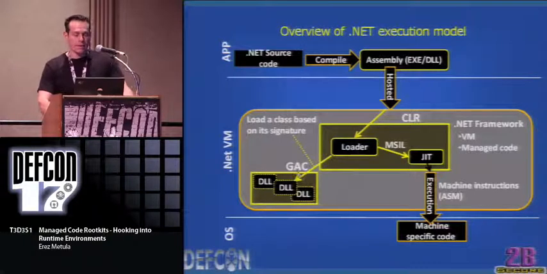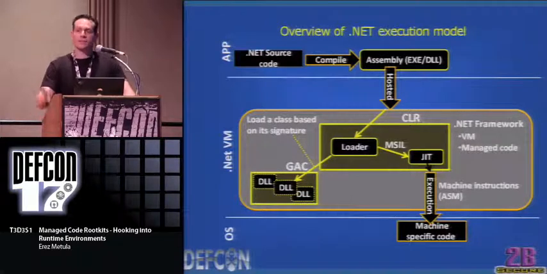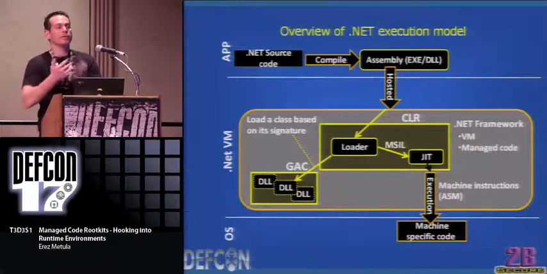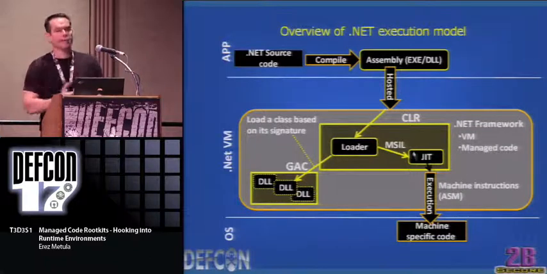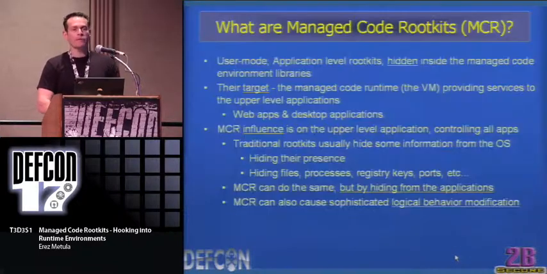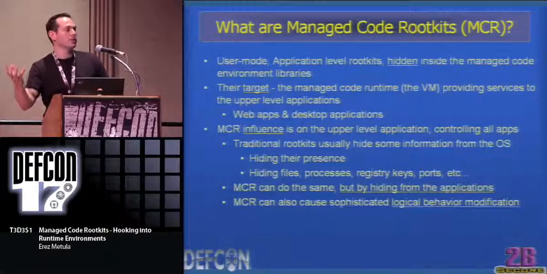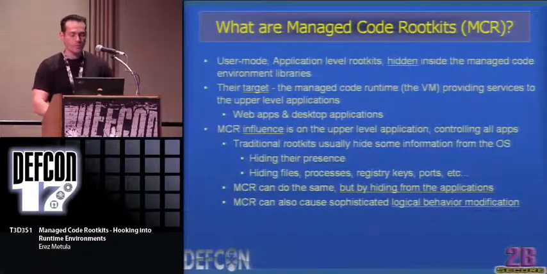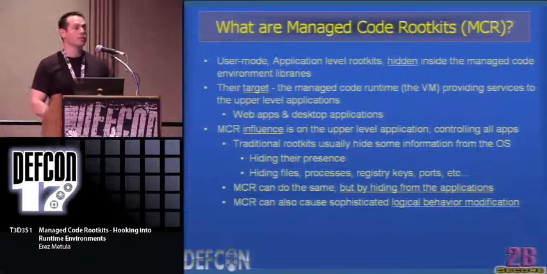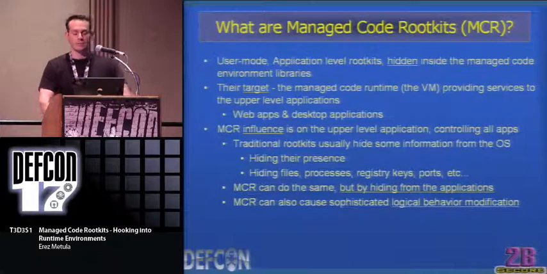very sophisticated logical attacks. The target of MCRs is the virtual machine that provides the services to the upper level application. So basically, we're hiding information from the application, not, as in traditional rootkits, from the OS or maybe from the CPU. We're hiding it from applications. So the influence that we have is on all of the applications that run on a specific virtual machine. And basically we can do stuff like regular rootkits. For example, we can hide files, processes and registry keys. We can also do some very interesting logical things.